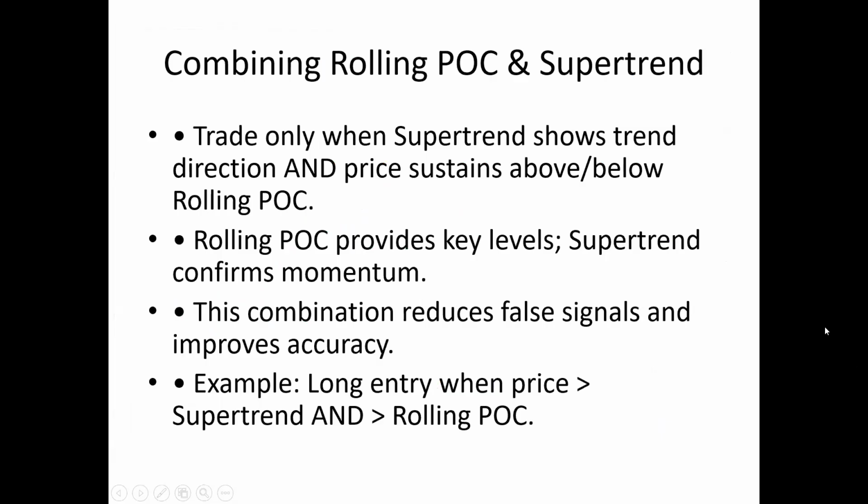Okay. Combining rolling POC and Supertrend: trade only when Supertrend shows trend direction and price sustains above or below POC. Rolling POC provides key levels. You will come to know the key levels. Supertrend, combined with them, also confirms momentum. So combining both is like having two doctors with you. This combination reduces false signals and improves accuracy.